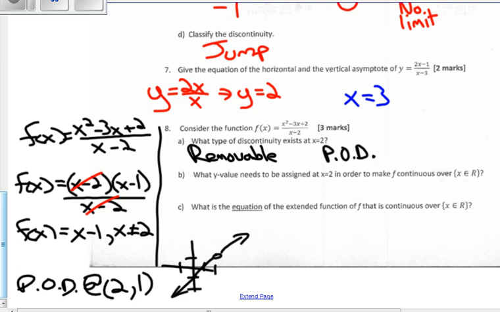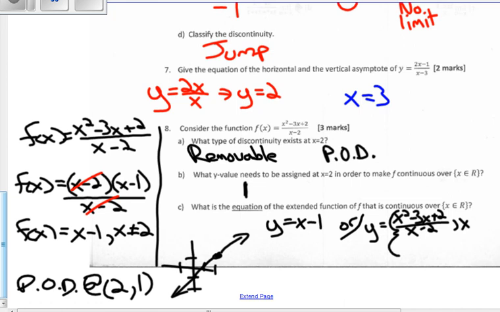If you were to give a y value of 1 to this curve right here, now it would be continuous. And its equation would be, in simplest terms, just y equals x minus 1 everywhere, and that would be a continuous version of the original. Or if you want to do it as piecewise, it could be its original equation wherever x is not equal to 2, and it would just take the value of 1 where x is 2.